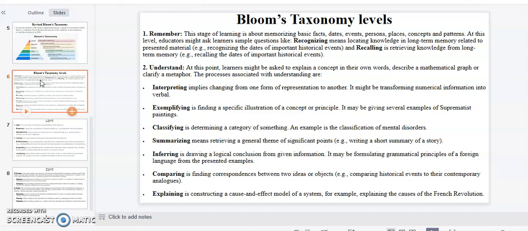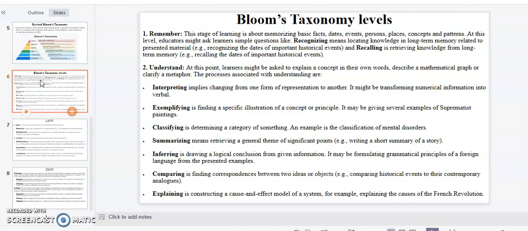It may be given several examples of suprematist paintings. Classifying. Classifying is determining a category of something. An example is the classification of mental disorders. Summarizing means abstracting a general theme or significant points, for example, writing a short summary of a story. Inferring is drawing a logical conclusion from given information. It may be formulating grammatical principles of a foreign language from the presented examples.